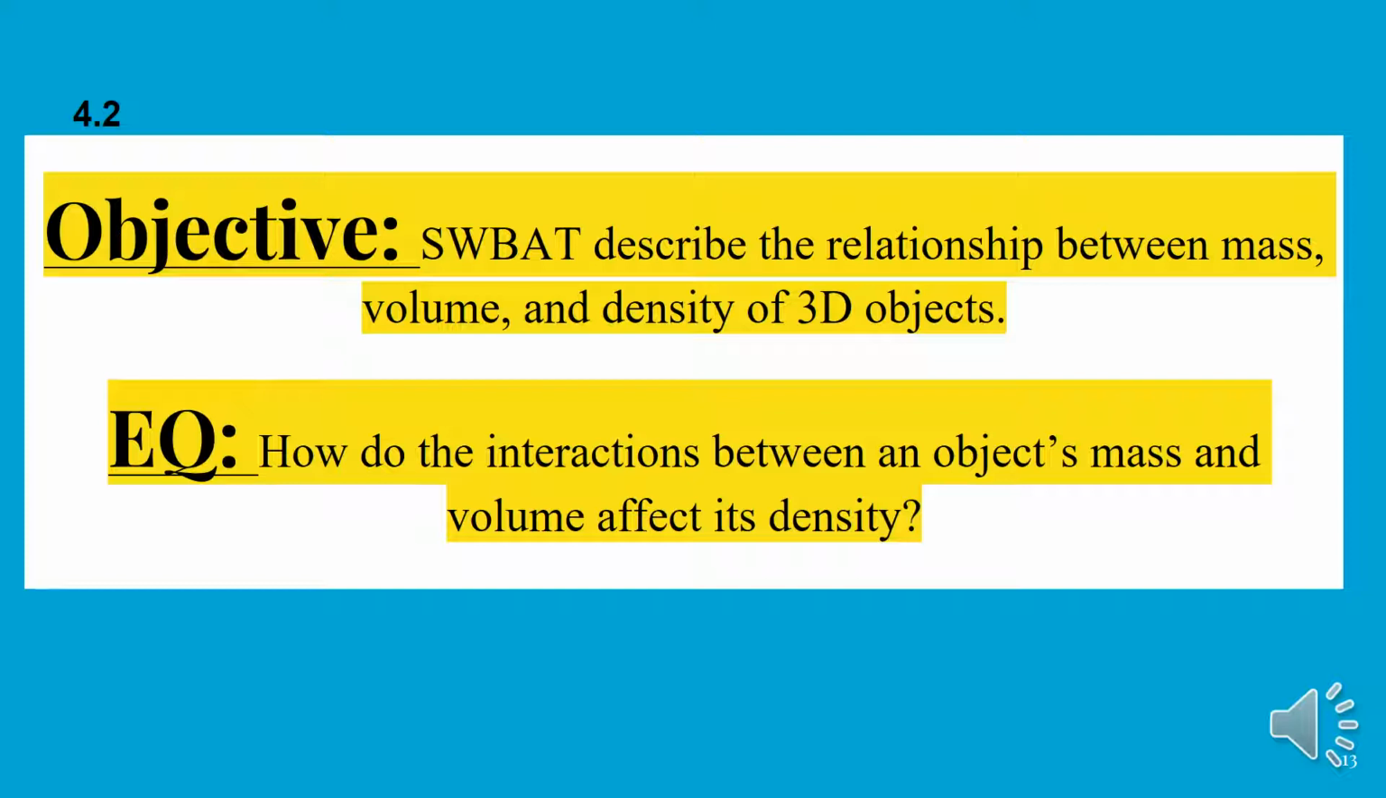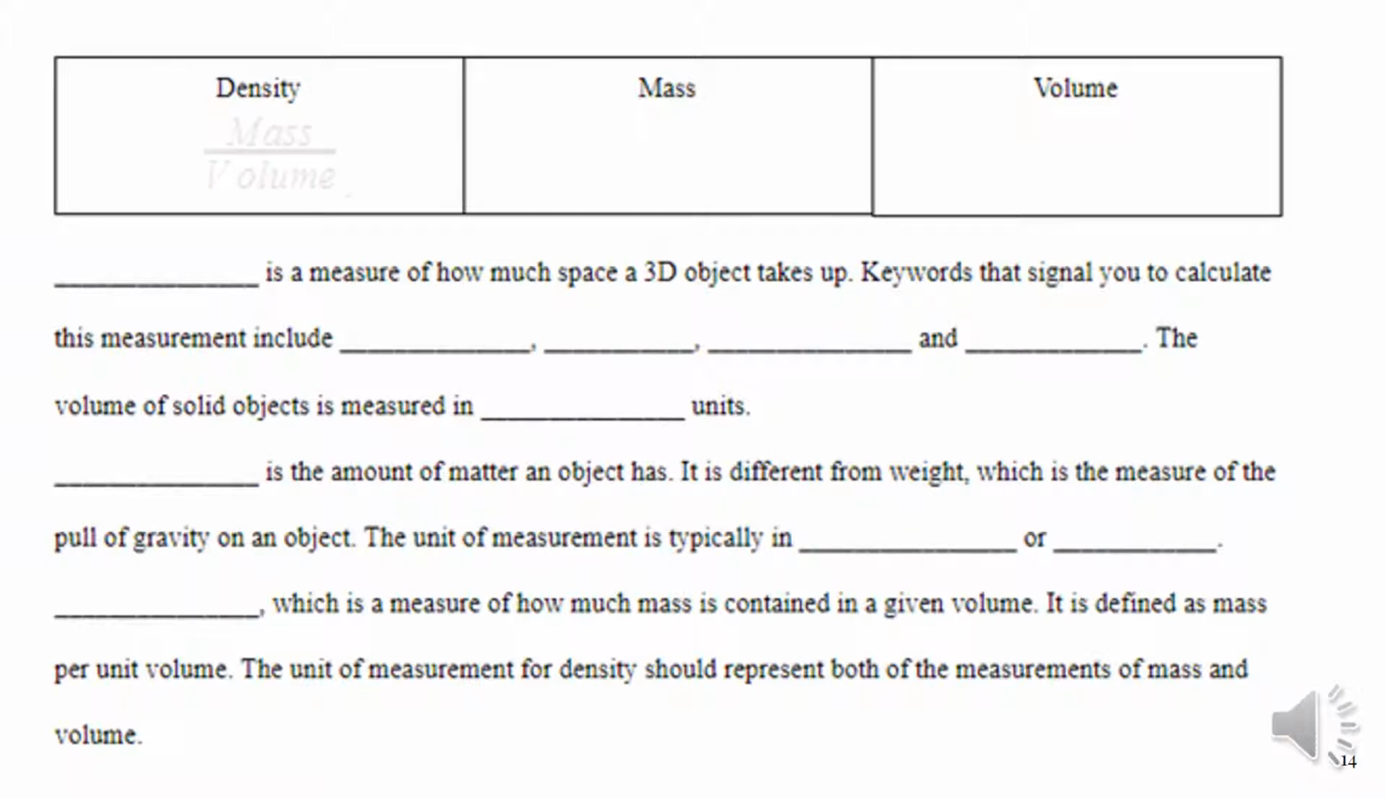In 4.2, students will be able to describe the relationship between mass, volume, and density, and discuss how interactions between the object's mass and volume affect its density. So the equation for density is mass divided by volume, and by doing some simple manipulations, we're able to figure out how to isolate mass and isolate volume.